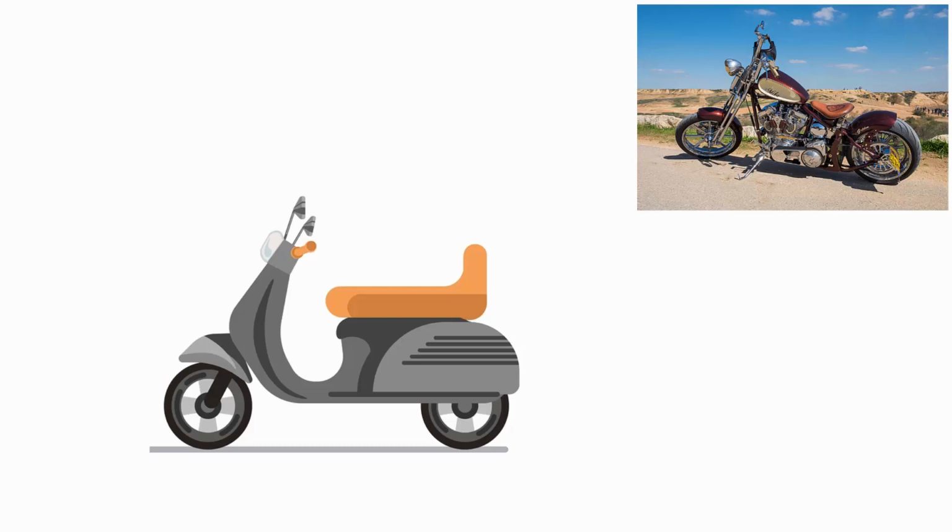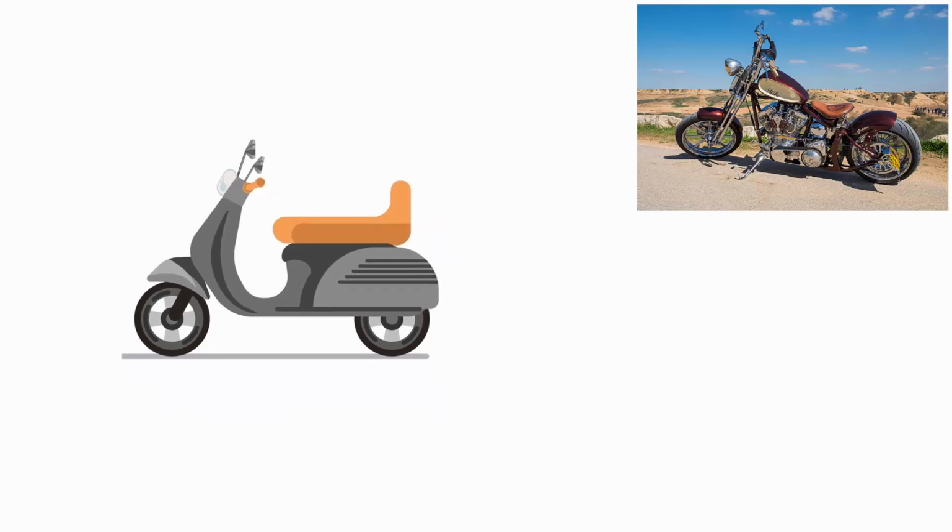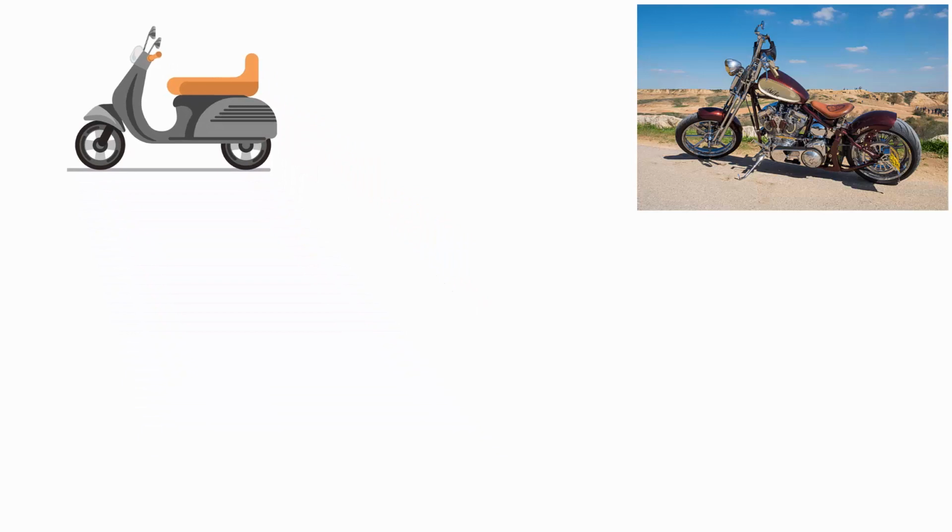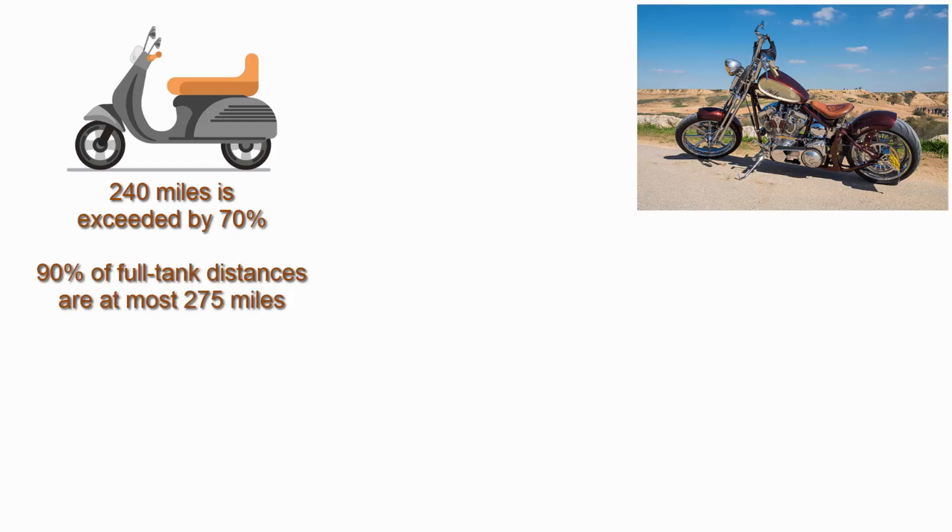But being the thrifty individual I am, I would like to know the miles I can expect to ride on one tank of gas. As it turns out in this very realistic story, which is actually not true, my wife felt that even a moped was too much bike for me, the miles traveled on one tank of gas are normally distributed. If 240 miles is exceeded by 70% of the full tank riding distances, and 90% of the full tank distances are at most 275 miles, find the mean and the standard deviation.